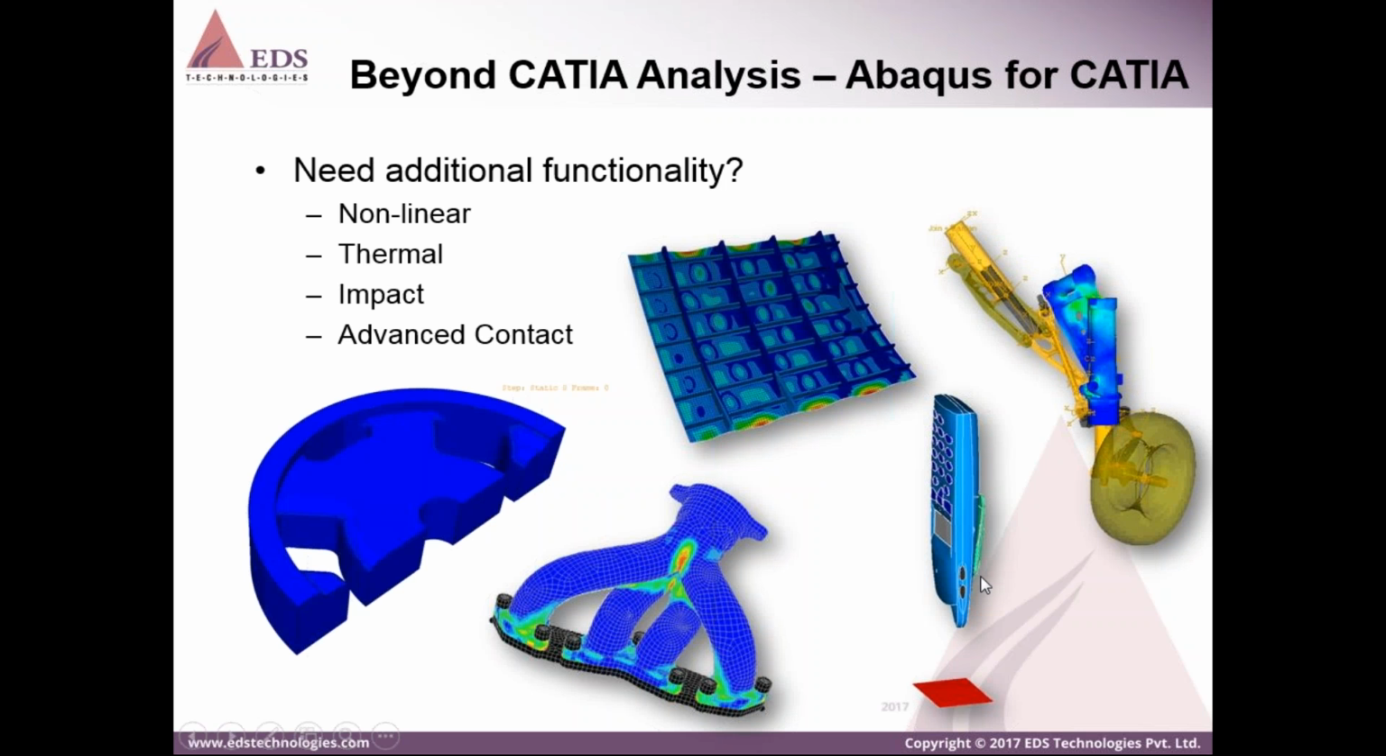Beyond CATIA analysis, we have Abaqus for CATIA, if we need additional functionalities like nonlinear analysis, thermal analysis, impact analysis, advanced contact analysis. So Abaqus is the best solution from Dassault Systèmes which has these capabilities, and they can be used with the help of the Abaqus solution.